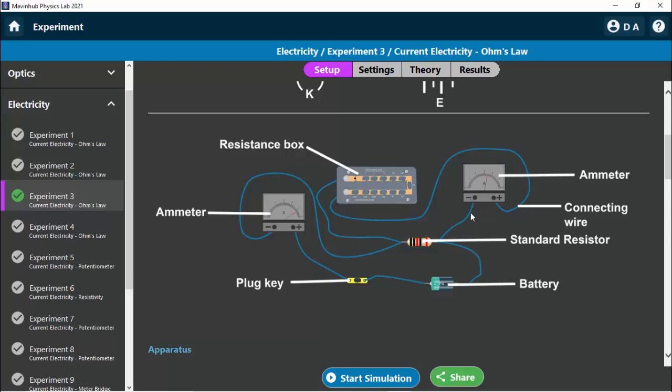And the same thing goes to this. This goes towards the negative terminal. So it's very important to understand how to properly connect an ammeter. This diagram will tell you how to do that.